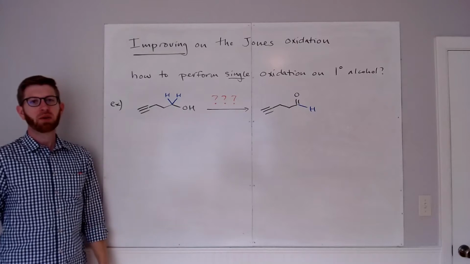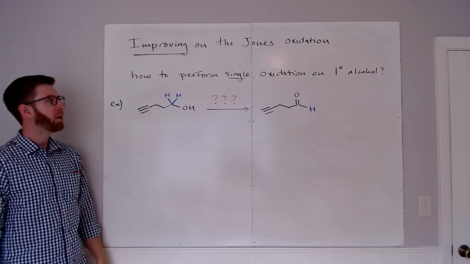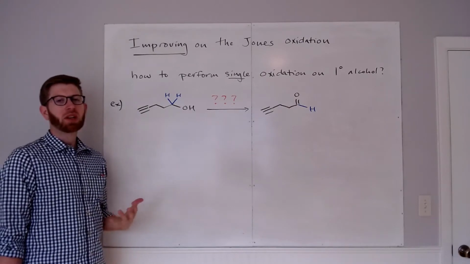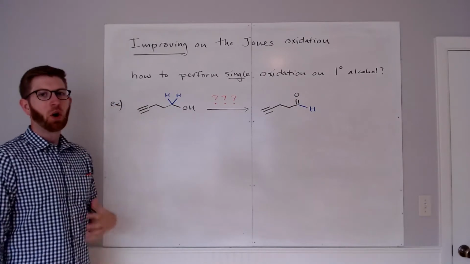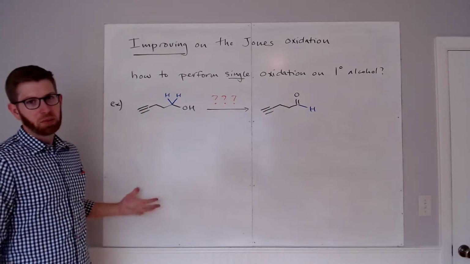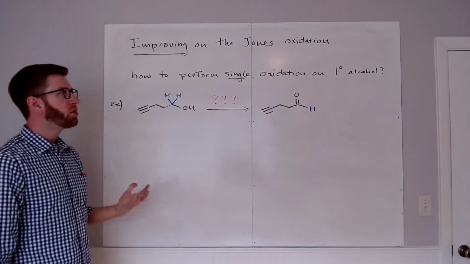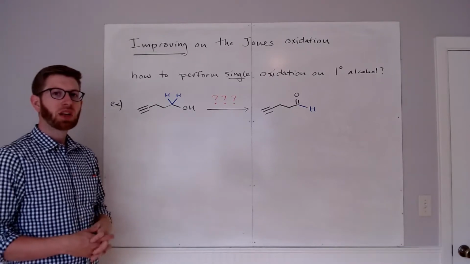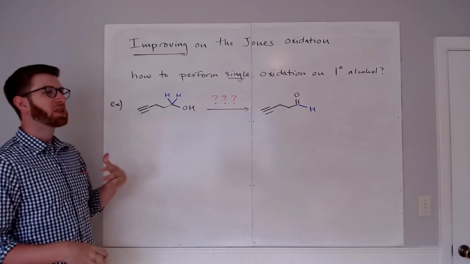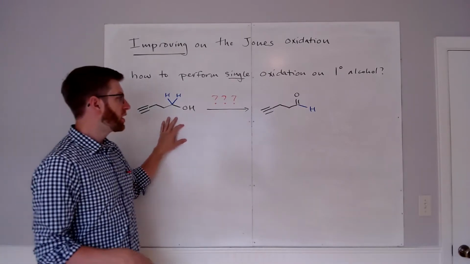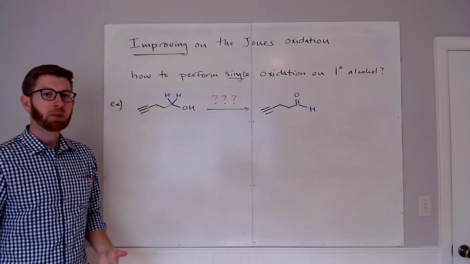Third and final video on alcohol oxidation, we'll be thinking about how we can actually improve the Jones oxidation. One of the problems we'd like to address initially is this issue of over or double oxidation of primary alcohols. So maybe stated a different way, we could try to design a different reagent or modify the Jones oxidation in some way, where we could actually perform a single oxidation on a primary alcohol, like this one, where we would actually end up with an aldehyde rather than a carboxylic acid.